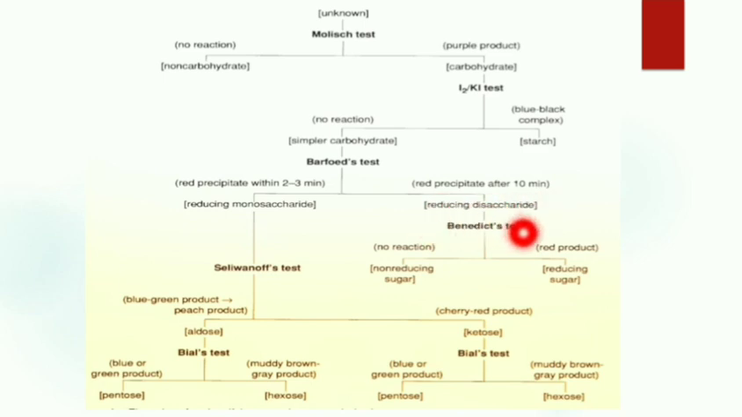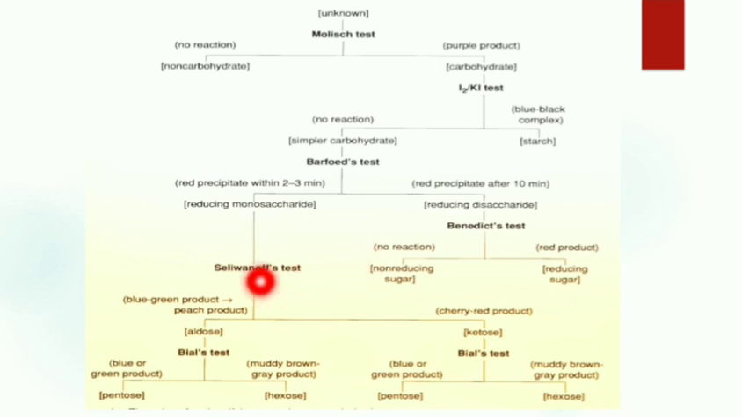If there is a disaccharide, you can perform the Benedict test for carbohydrate. After performing the Benedict test, you have to remember that if there is no reaction, these compounds are non-reducing sugars. If there is a red product, you have to remember these are reducing sugars. Then we'll see the Seliwanoff test.